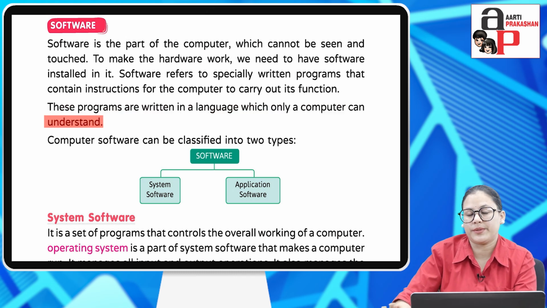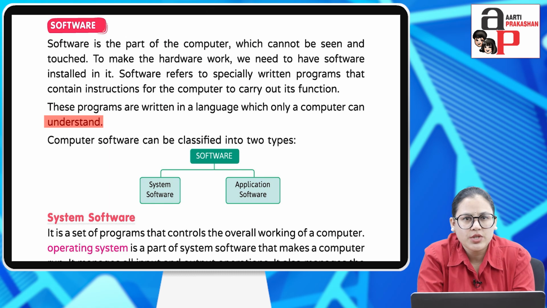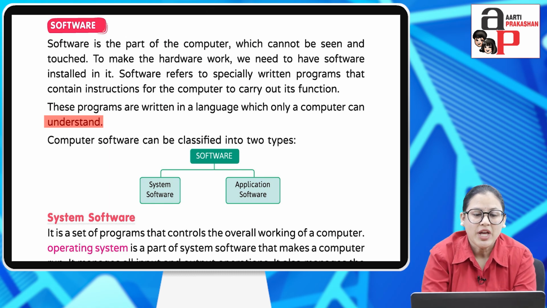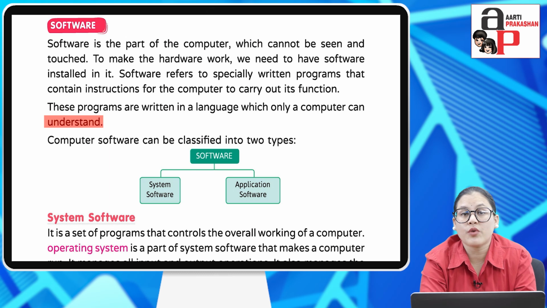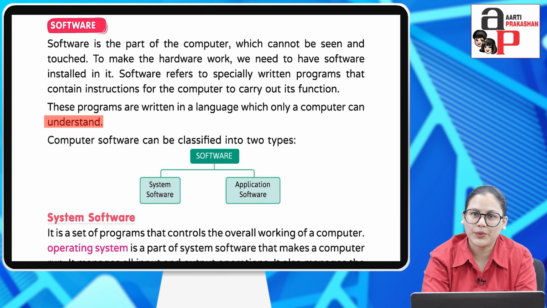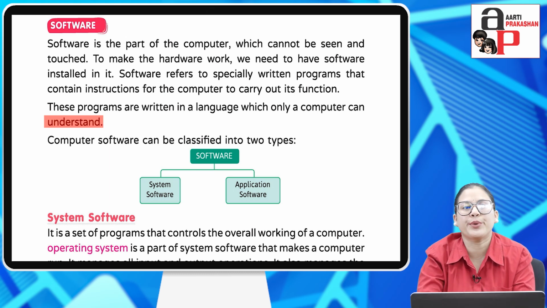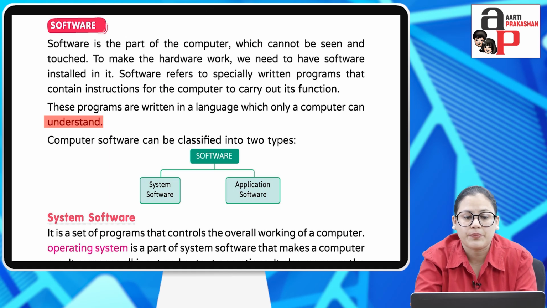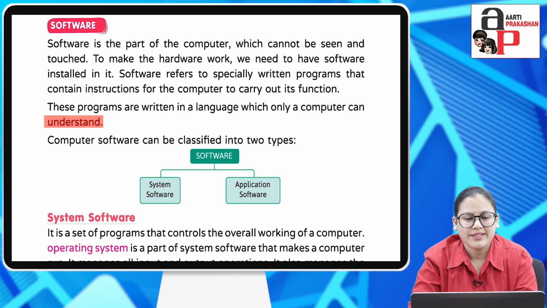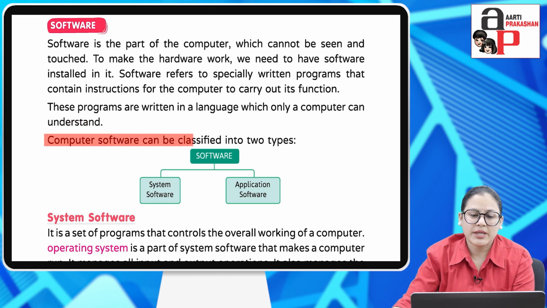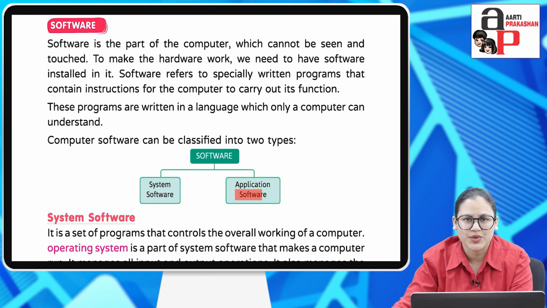Okay, now software. Software are those parts of computer which cannot be seen, which cannot be touched. Okay, and if we want hardware to work, these hardware need some software which is installed in it. Actually, software is a set of programs, or you can say a set of instructions, which help the computer to carry out its function. So computer software can be classified into two types. One is system software and another is application software.